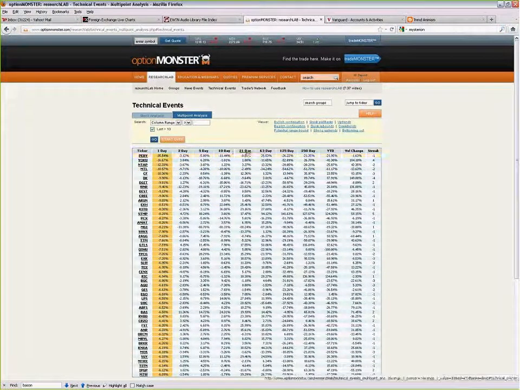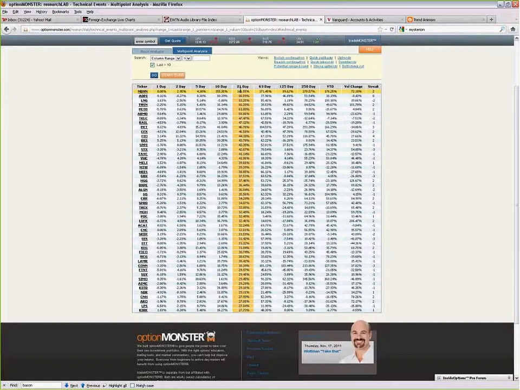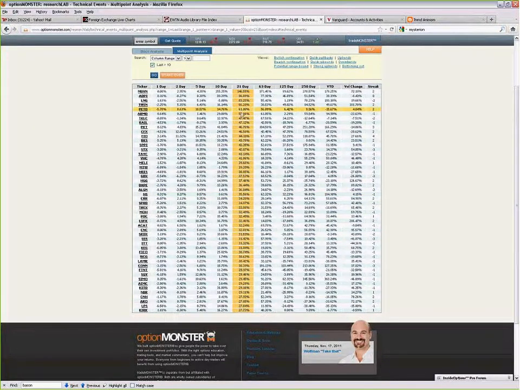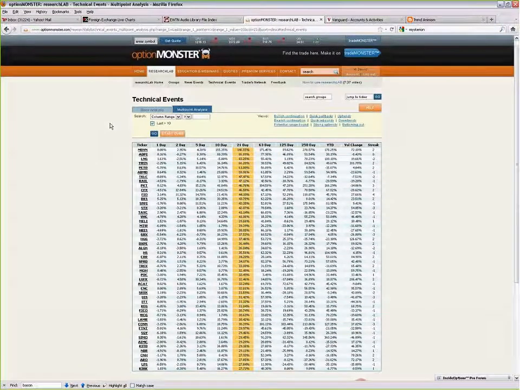Now you can sort these results by clicking on the tops of the columns, and this will sort them in ascending and descending order. In this case, you can see the ones that are up the most and down the most over the last month, in this case a 20 period, and use a 1 week, a 2 week, a 3 month, and a year-to-date basis. It allows you to find a lot of very interesting setups.